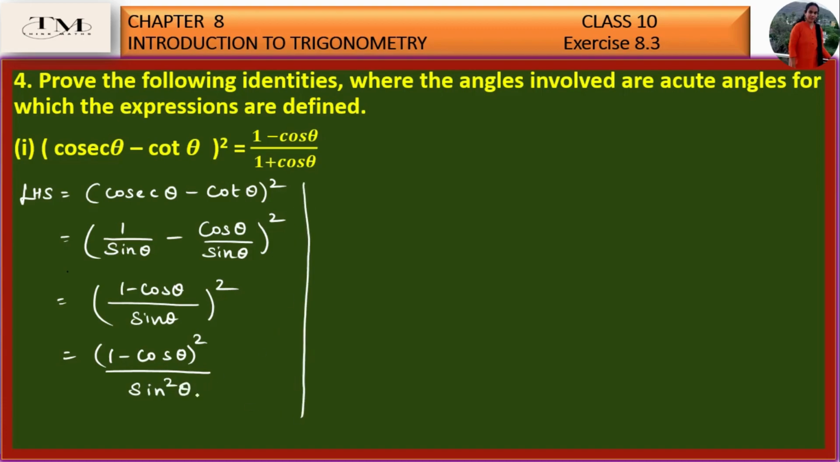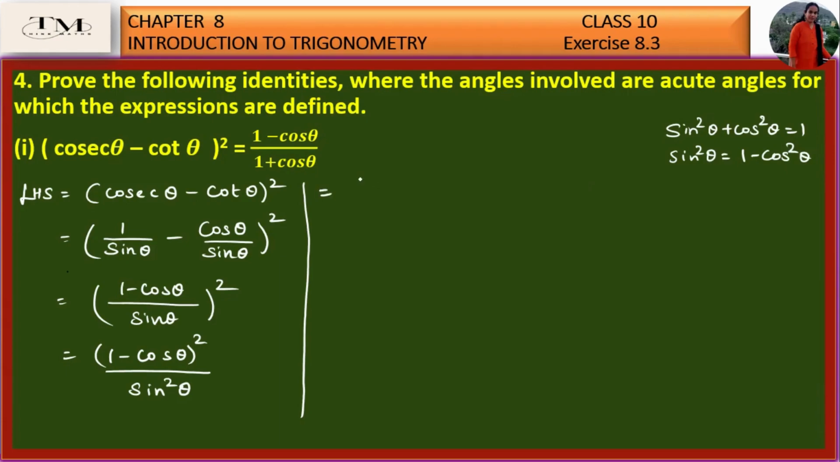So now if you look at this, it is 1 minus cos theta whole square over sine square theta. Instead of expanding this, you can write sine square theta as 1 minus cos square theta, because we know that sine square theta plus cos square theta equals 1. So sine square theta equals 1 minus cos square theta, as the plus becomes minus on the other side.